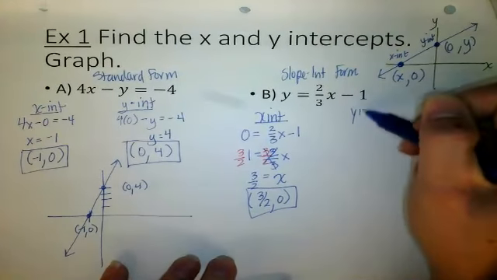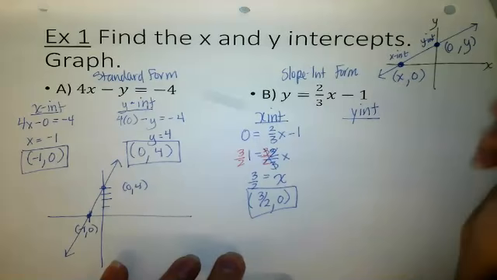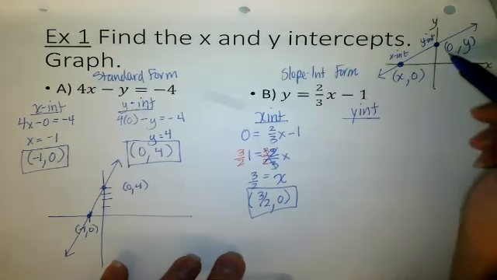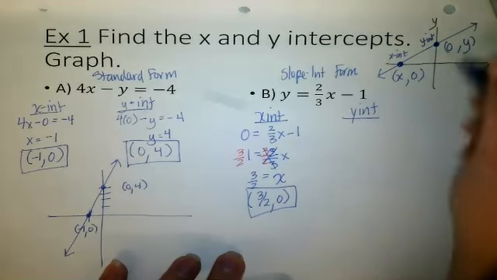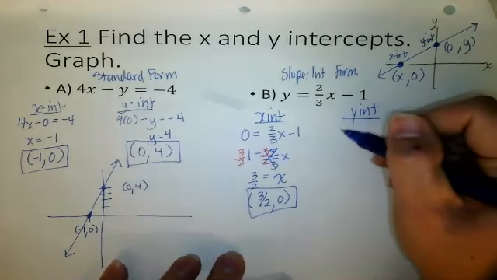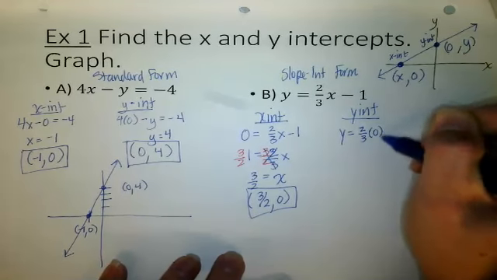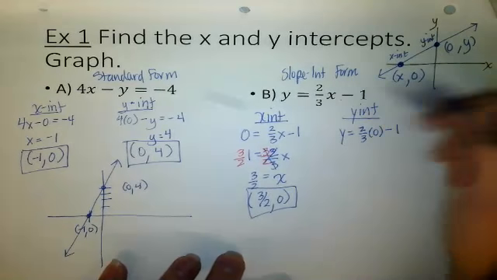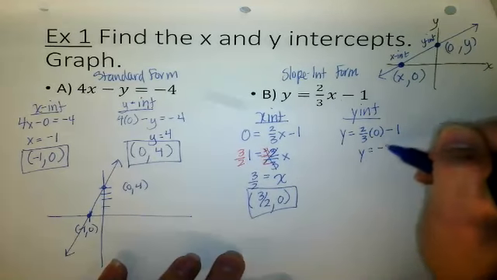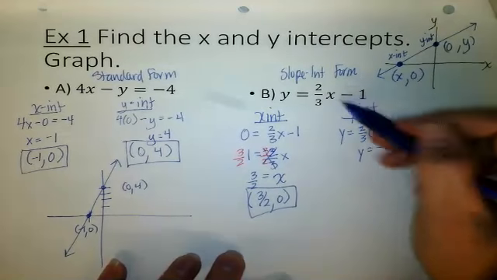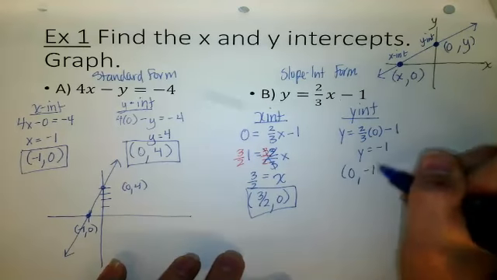How do I find the y-intercept? X equals 0. The y-intercept is when x is 0, which turns out to be negative 1. You can do the math or know this is slope-intercept form, which means the y-intercept, the b value, is negative 1. So 0, negative 1.